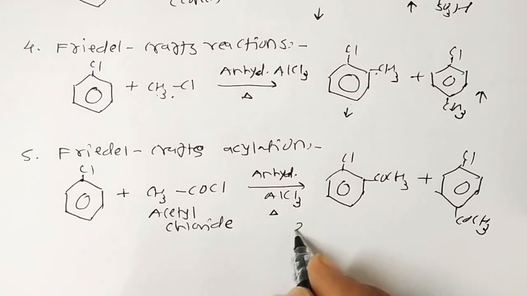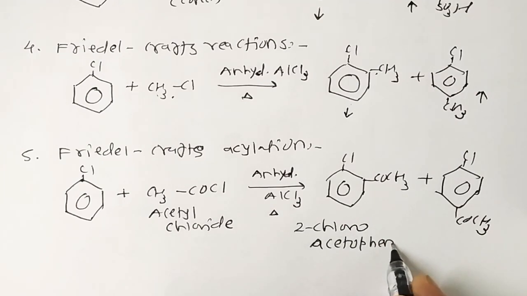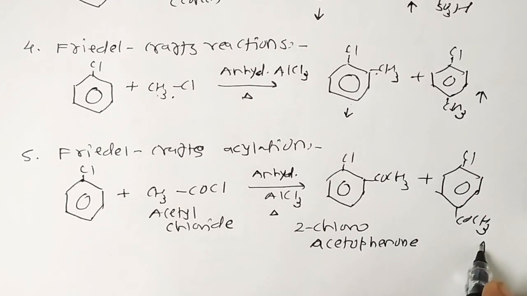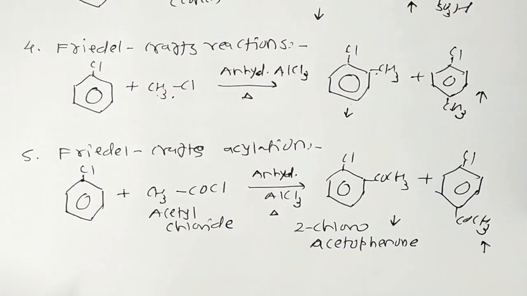What is the name of this compound? This is 2-chloro acetophenone, right, and this is 4-chloro acetophenone. This product is major in nature and this one is minor in nature. So this is all about the Friedel-Crafts reactions. Under the title of Friedel-Crafts reactions, first is alkylation and the remaining is acylation. So these are the electrophilic substitution reactions. Under the title, we have to go through such types of reactions.